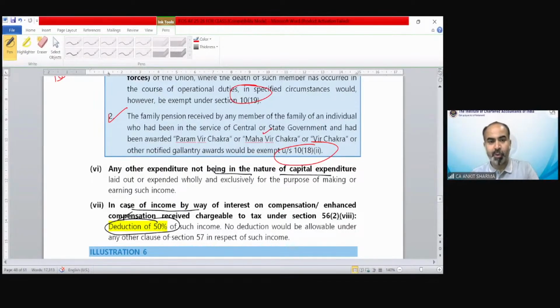Okay, so moving on to point number 6, any other expenses not being in the nature of capital expenditure. So we cannot claim capital expenditure. We can claim the depreciation on it as an expenditure, but capital expenditure cannot be claimed from earning any income.